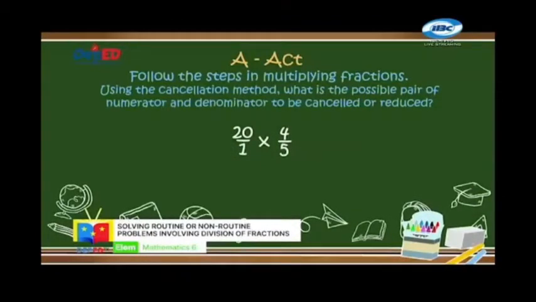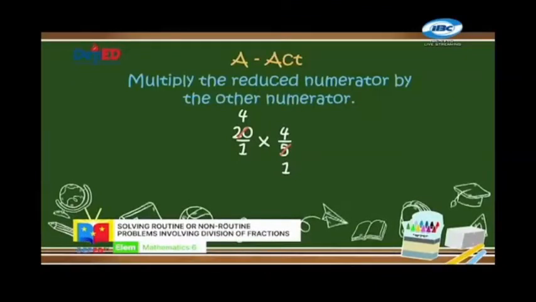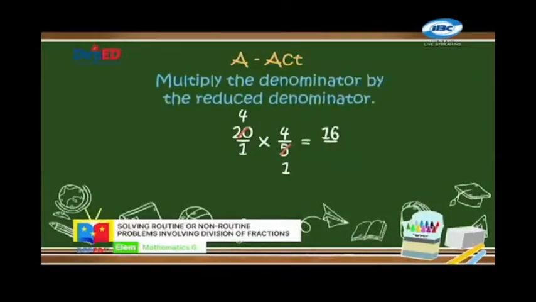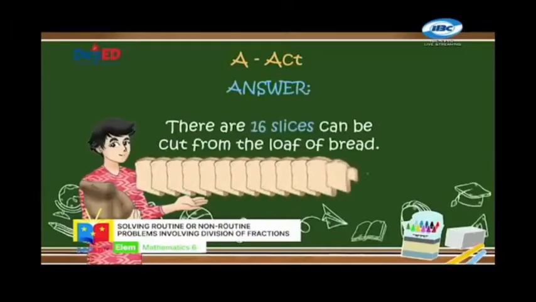Using the cancellation method, what is the possible pair of numerator and denominator to be cancelled or reduced? Yes, we have 20 and 5 with a GCF of 5. 20 divided by 5 becomes 4. 5 divided by 5 becomes 1. Then, multiply the reduced numerator by the other numerator. 4 times 4 equals 16. Also, multiply the denominator by the reduced denominator. 1 times 1 equals 1. Now, we have 16 over 1 or 16. It means 20 divided by 1 and 1/4 is equal to 16. To answer the problem, there are 16 slices that can be cut from the loaf of bread.